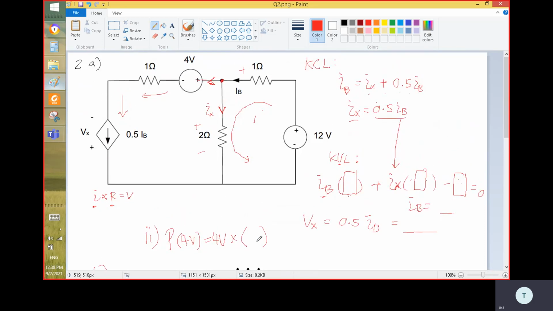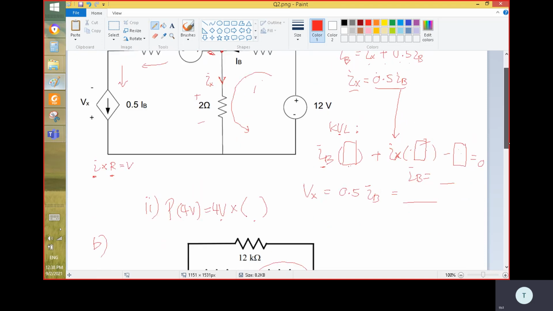It's V times I. So the I, you should know what I is, right? I cannot tell you, the I is very obvious. What is the current flowing through this? So you just multiply the voltage by the current flowing through the voltage source. You can get the power.